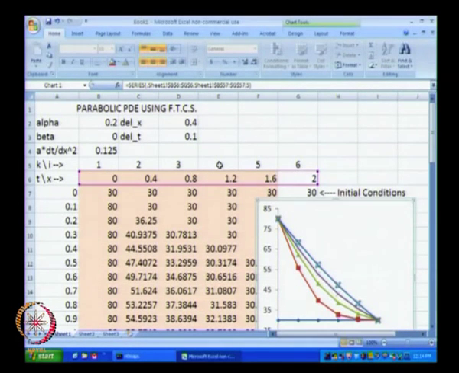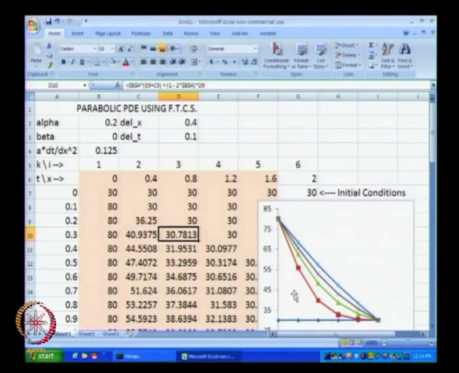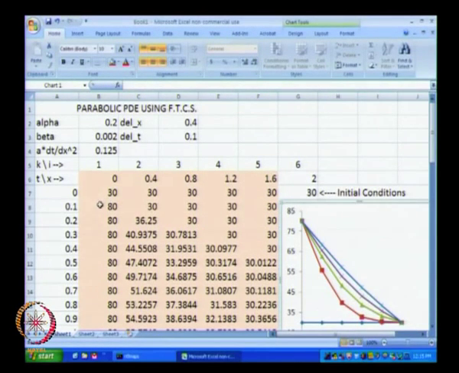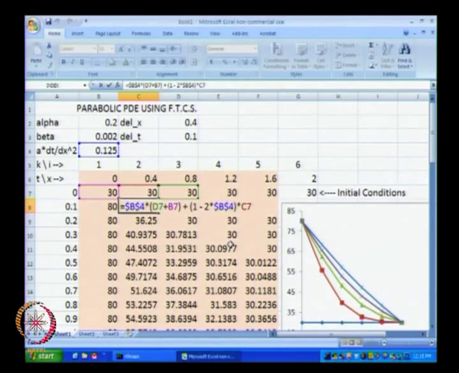Okay, so this is how our solution looks like when we have beta equal to 0, and we take our delta t small enough so that we get convergence. Now, when we change our beta from beta equal to 0 to beta equal to 0.002, we now need to go and change the expressions that we have put for these conditions to include the effect of beta as well. So, we will go here, we will press F2. Now, this is without the beta term.